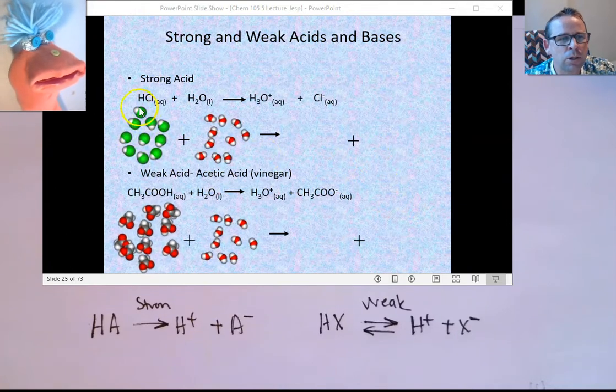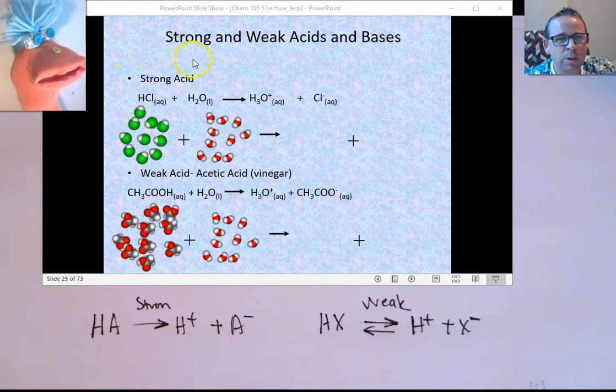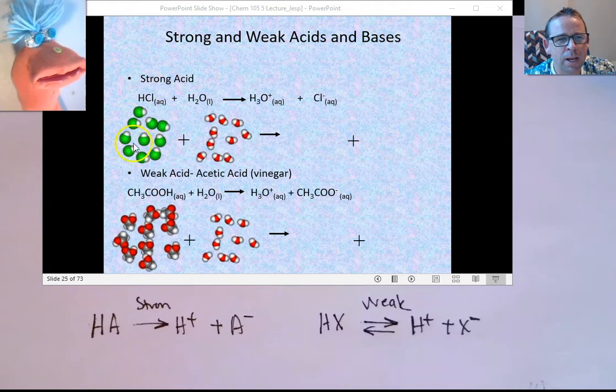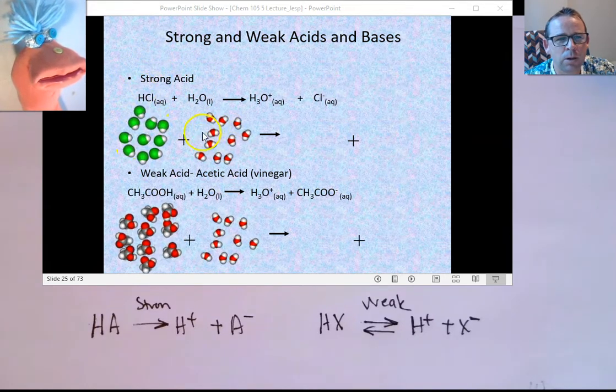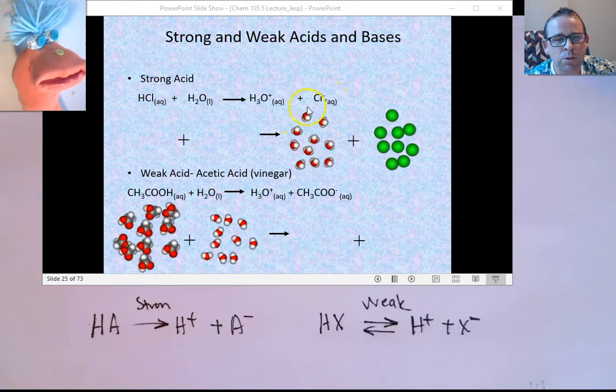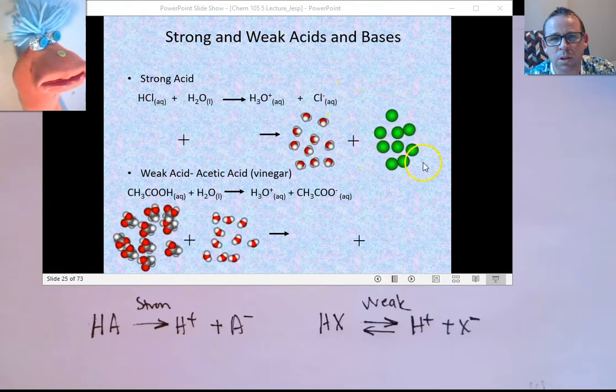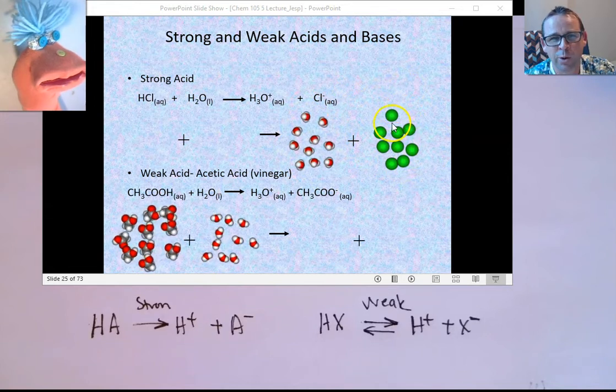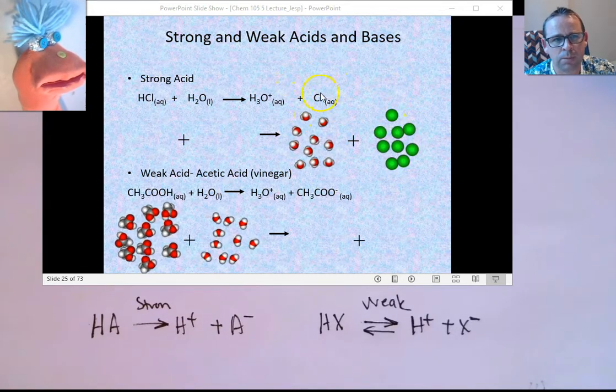So here is a little cartoon to help us think more about what's going on when you have a strong acid. The strong acid interacts with water and all of it releases a proton, 2 water molecules, and results in the free counter ion, which in this case is the chloride ion.